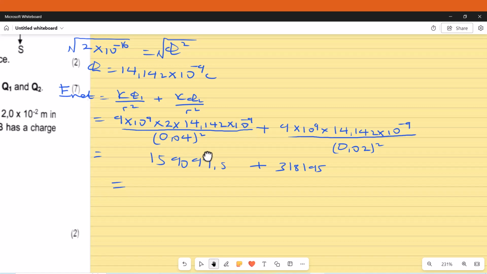47792.5. So I get my E at P as 47792.5 newtons per coulomb, you can say to the right. Did they want magnitude, or let's check without magnitude?